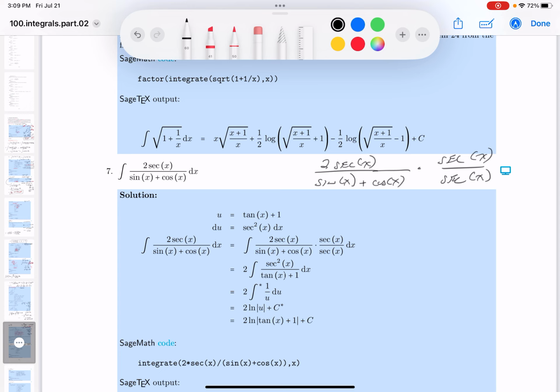What would you get in the top? You get 2 secant squared, and I'll point out where that is, right here. You get this over here, 2 secant squared, right? On the bottom, what do you get? Well, let's just talk about that. The sine function times secant. Remember, secant is 1 over cosine. And then you're going to get cosine x over cosine x. What is that going to give you? Well, sine over cosine is tangent, so it's going to be tangent x plus 1. I'm seeing that right over here.